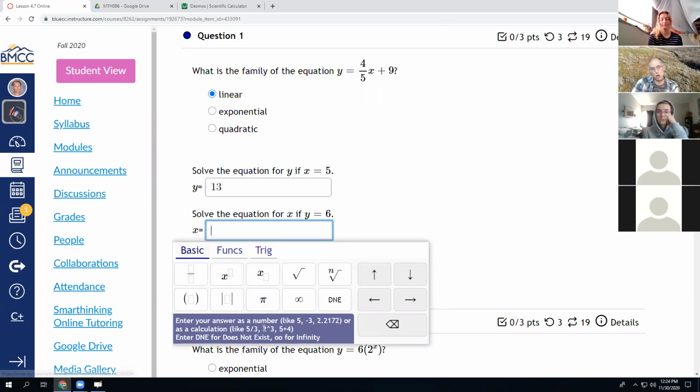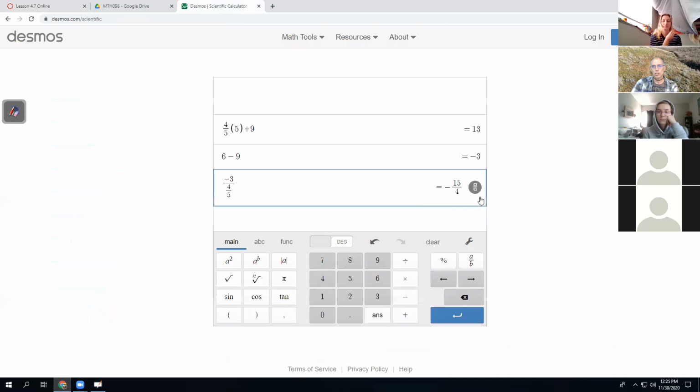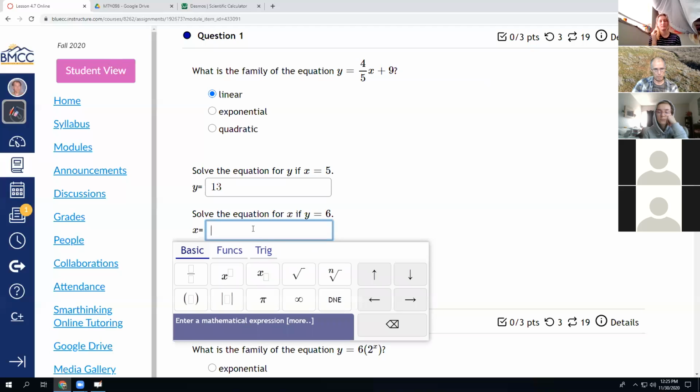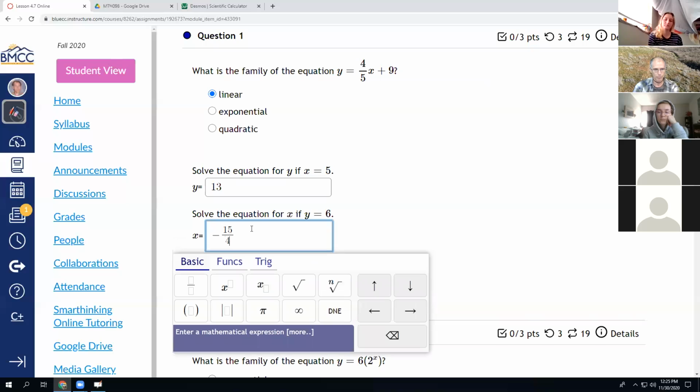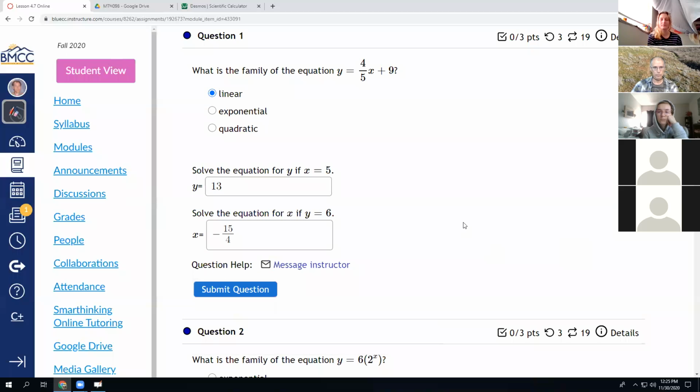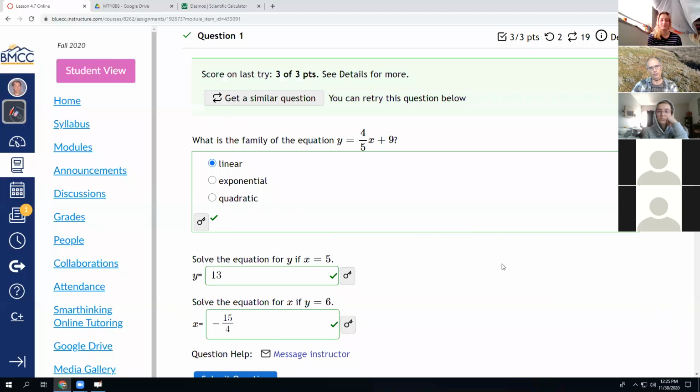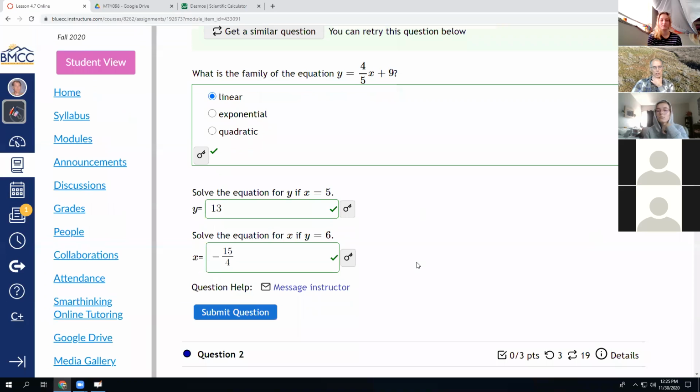If it says no decimals, then pay attention to that. But this one does not say no decimals. So I could go either way on this one. I could do the -15/4, or I could do -3.75. So again, pay attention to the fine print. And let's get a green check. Nice. All right, so yours would be similar if you're following along, or if you're just taking notes, that's cool too.